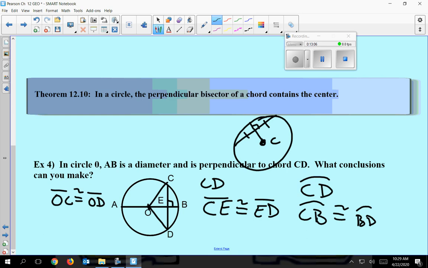All right, so that was section 12.2. I hope you got that. Just a lot of words and lots of vocab, lots of theorems you gotta know. So make sure you study this one pretty good. Okay.